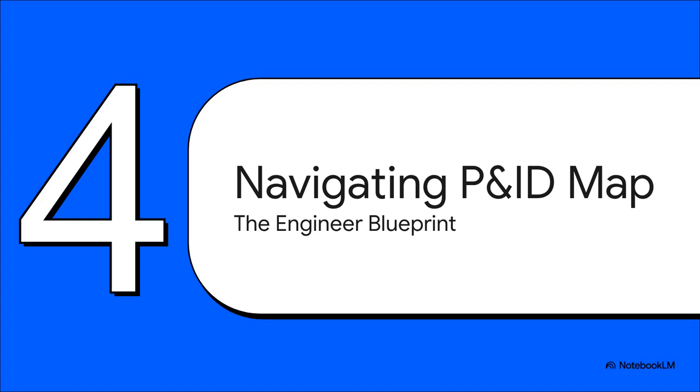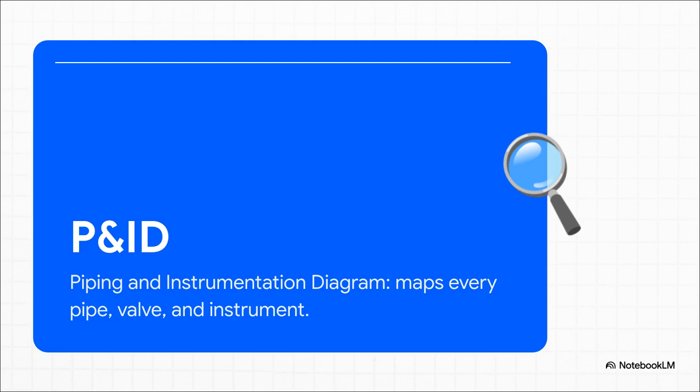On to Section 4, navigating the P&ID map, the engineer's blueprint. Now we're going to transition from the physical reality on the deck to the conceptual map that engineers actually use to track this entire circulatory system. You can't just rely on painted pipes to understand the whole picture. You need a schematic. That schematic is called the P&ID, or Piping and Instrumentation Diagram. This is without a doubt the single most important engineering document on an offshore platform.